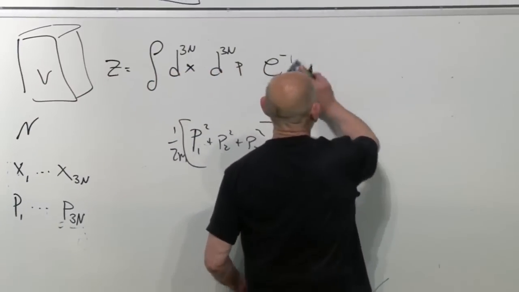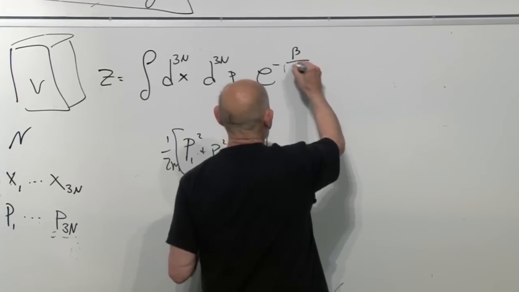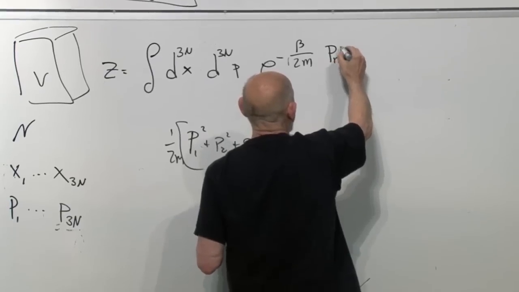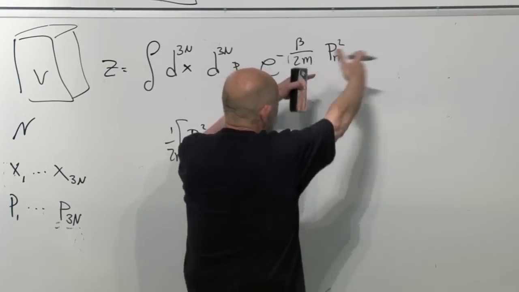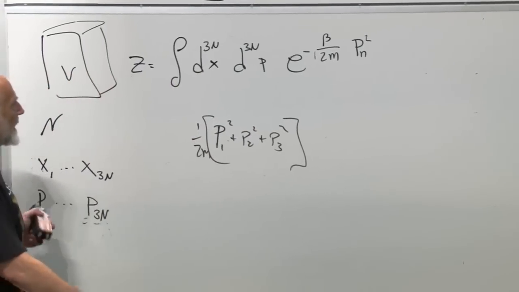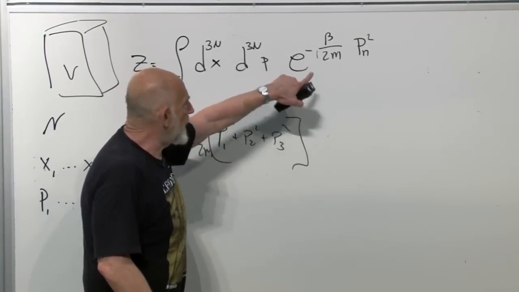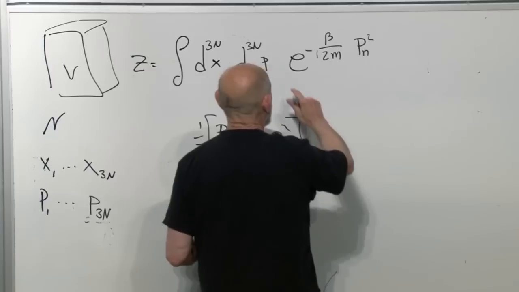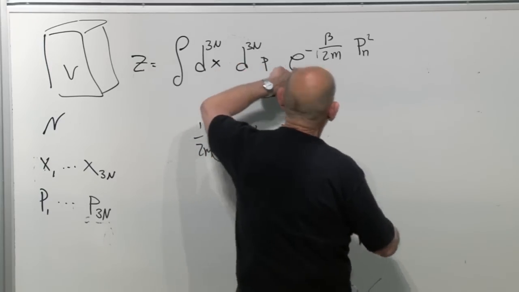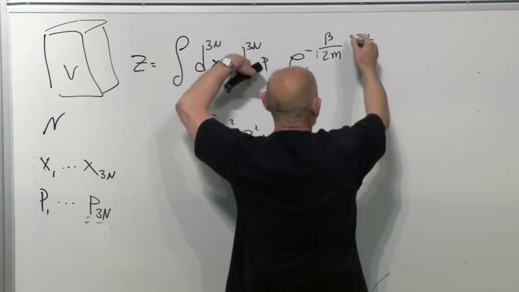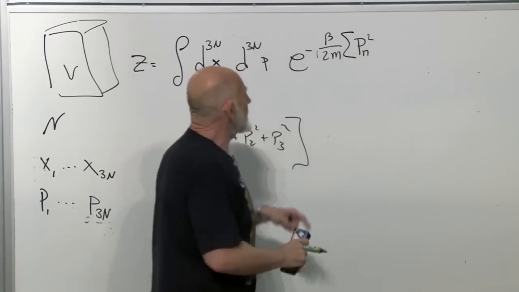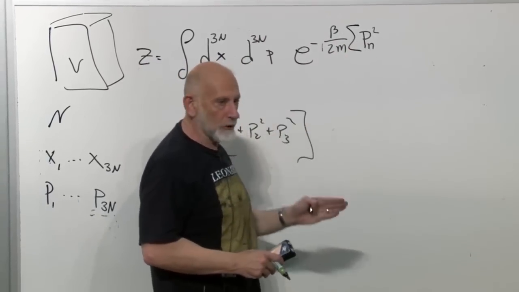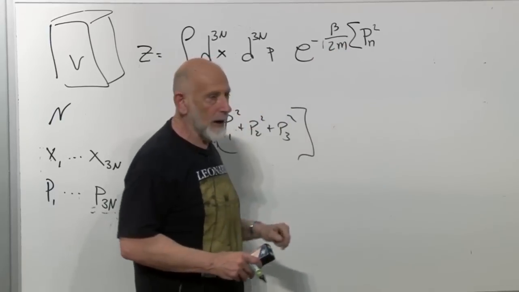Let me clean this up a little bit. Minus beta over twice the mass times p_n squared. Now it's a sum in the exponent, but that means it's actually just a product over all n. I'm not going to write a fancy product sign. But remember, this is a fairly simple expression. It's just a product, one factor for each coordinate, e to the minus p squared over 2m times beta.